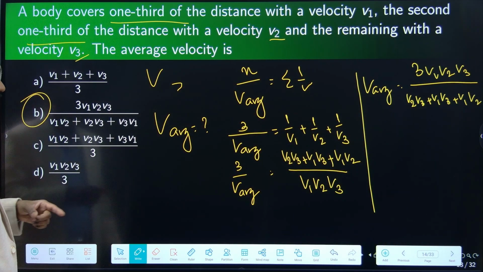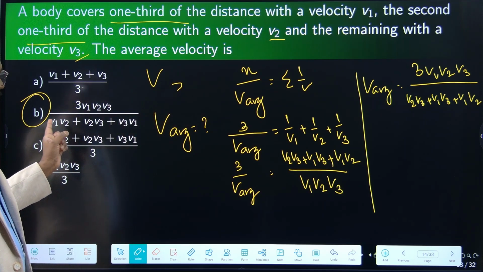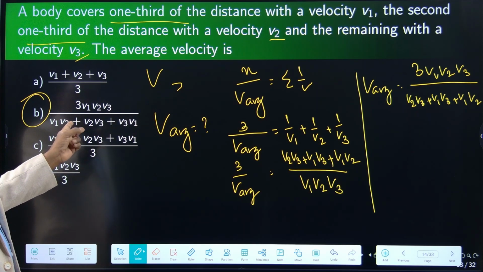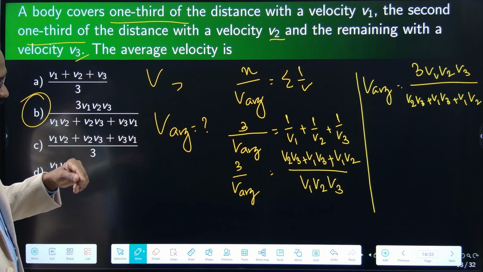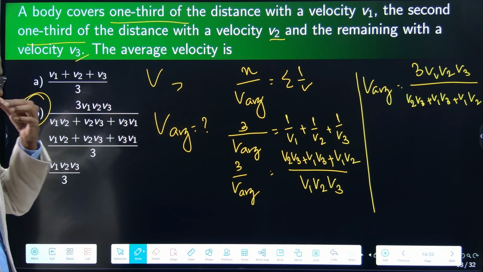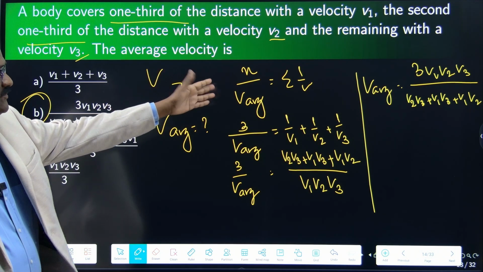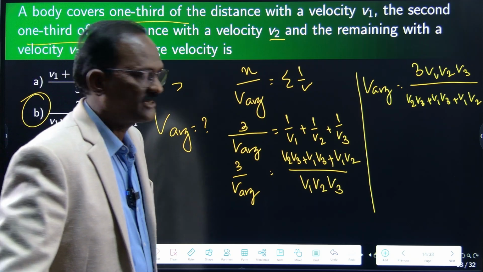Option B. 3 times V1 V2 V3 divided by V1 V2 plus V2 V3 plus V3 V1. This is V1 V3. Yes. So use this formula and you can develop the remaining steps easily.